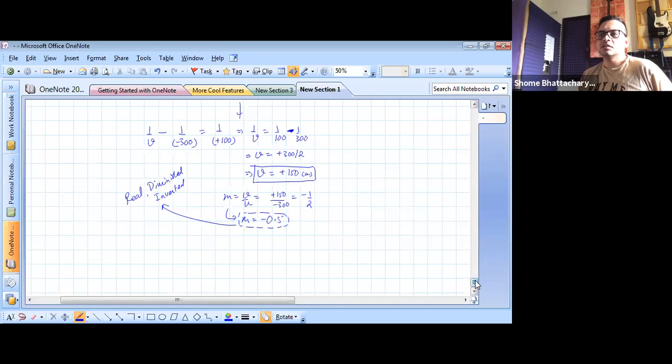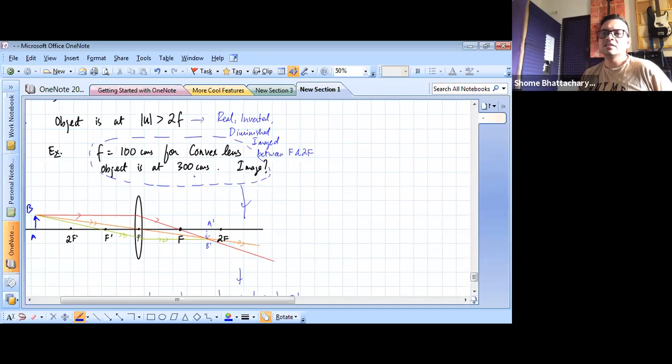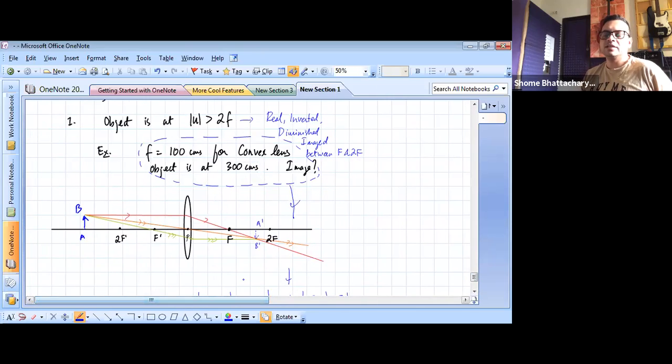Now this is actually a generality. We are just taking the example of 300, but it will be more than 200, so it is more than 2f. As long as it is more than 2f, you will always get this type of image. The image will be between f and 2f, and it will be inverted, diminished and real.